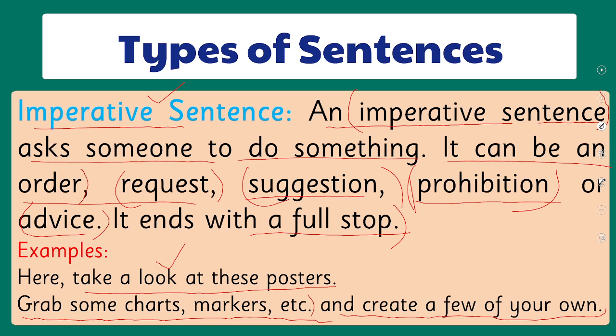So all the advice, all the suggestions, all the requests, like bring the glass of water to me, it's a request. So what is it? It is an imperative sentence. Like we can say that it is better to go to school, so it's a suggestion, it's also an imperative sentence. So this is how imperative sentences are formed, or this is how we use this category of sentences.